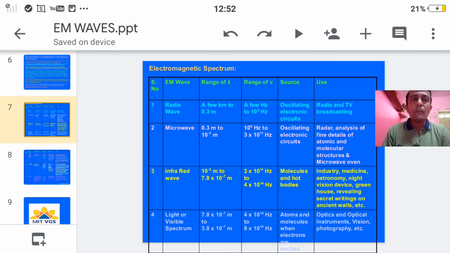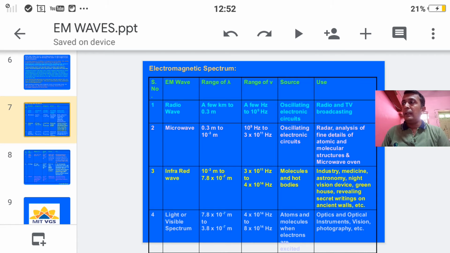Okay, students, what are the various parts of this visible light? We know that the sub parts of the visible spectrum, the main colors, are: first one is violet, second one is blue, third one is green, fifth one is yellow, next one is orange, and last one is red.